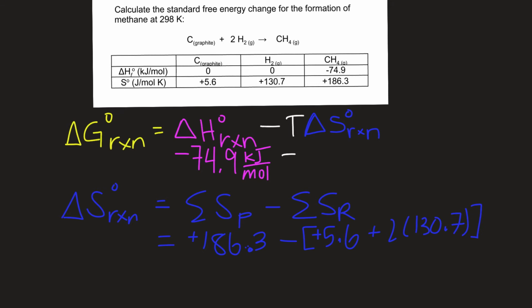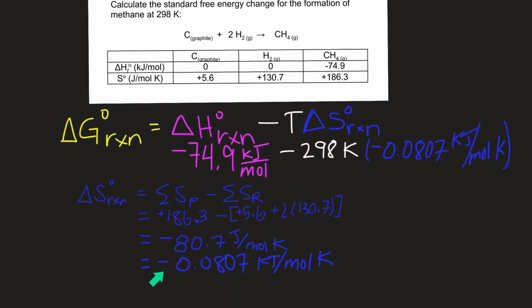Okay, so you can pause to get that calculation completed. I got an answer of negative 80.7. My units are joules per mole Kelvin. Remember that entropy has temperature in it. Okay, you can see I changed it into kilojoules per mole Kelvin by dividing by 1,000. And then up in our delta G equation, I substituted in the temperature in Kelvin, which was given in the problem. And then I put in our newly found change in entropy of the reaction.